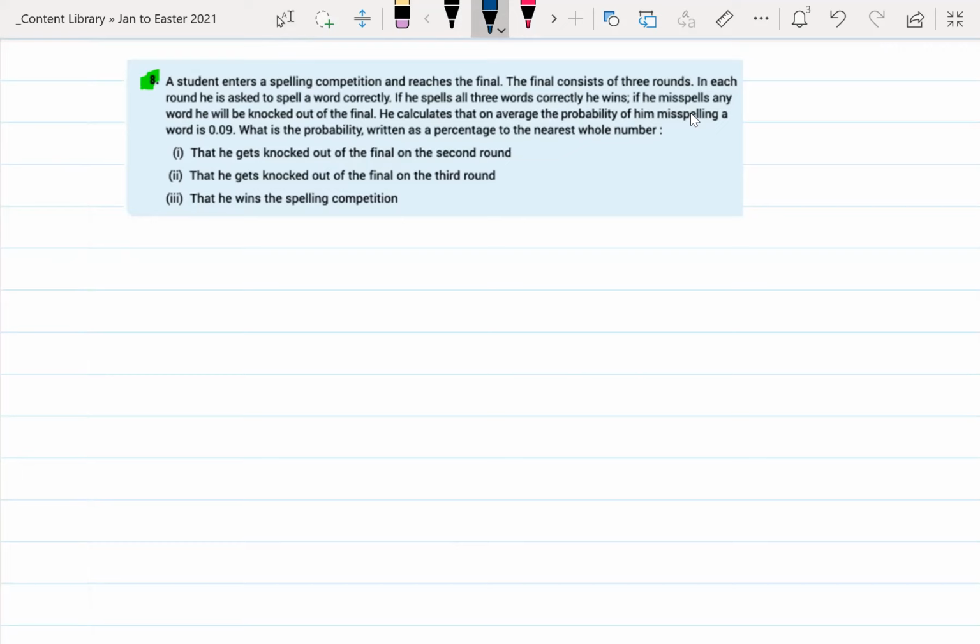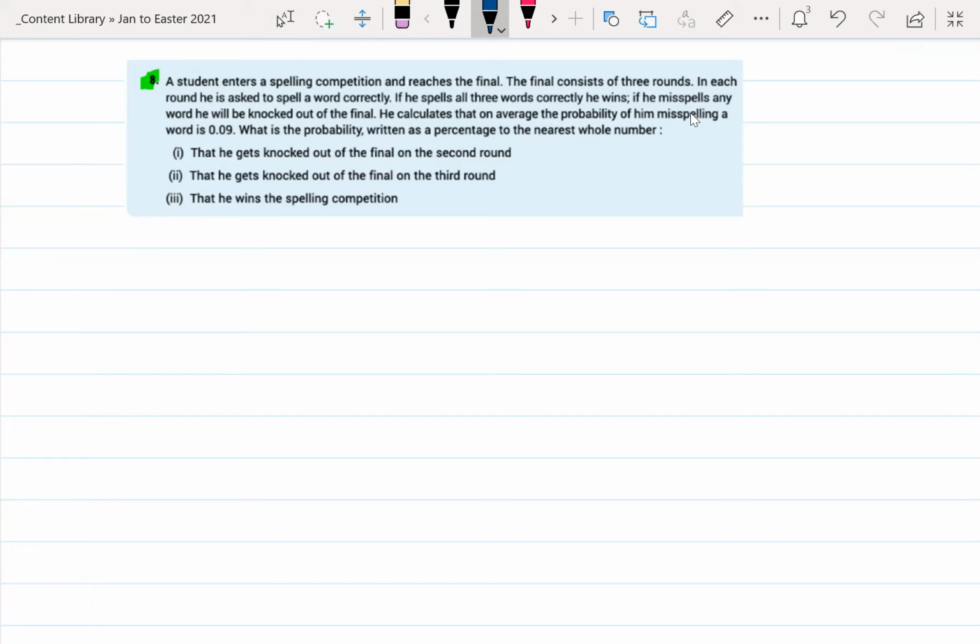So basically, it's again one of these Bernoulli things. Gotta succeed or fail. The only way to succeed is to get all 3 spellings correct. Otherwise, even one wrong and he's out. He calculates that on average, the probability of him misspelling a word is 0.09, so 9% chance of misspelling a word. So that would lead you to believe he has a 91% chance of spelling it correctly. What is the probability written as a percentage to the nearest whole number?